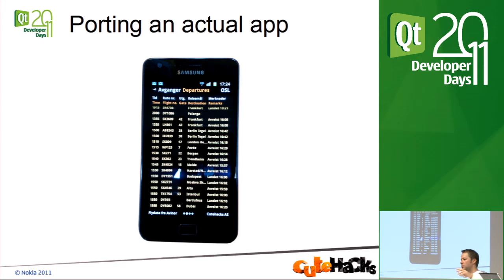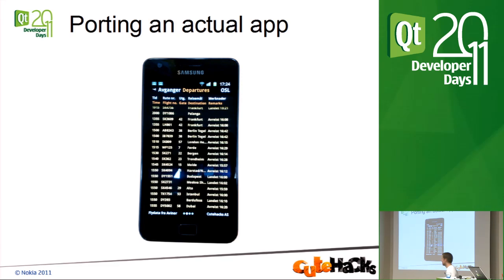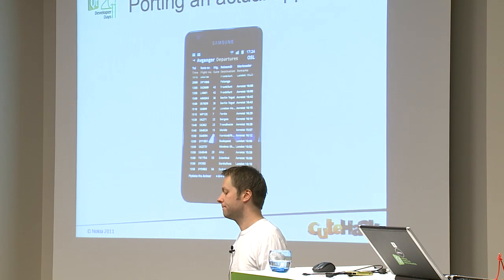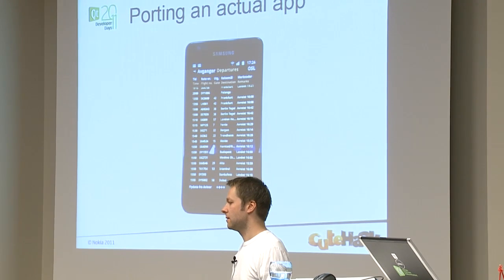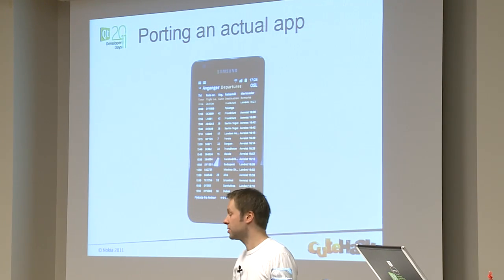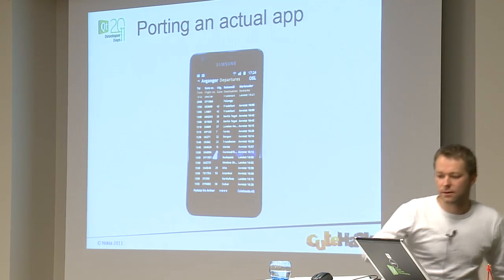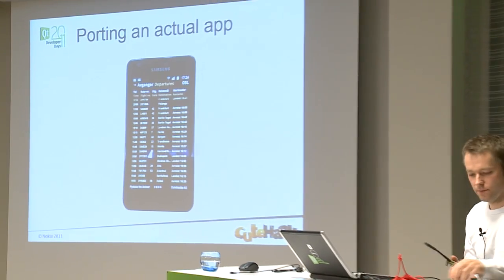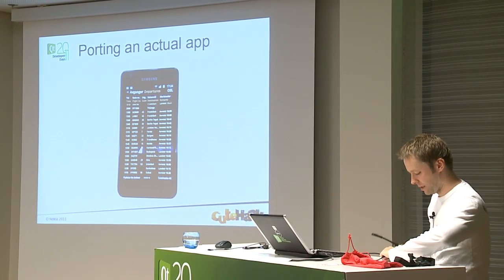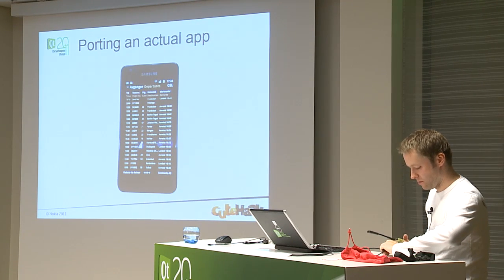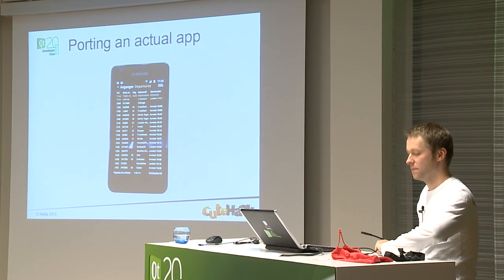Okay, so I showed you a gradient, whoopie-doo. I mean, that's fine, but how do you port an actual app, get it running, and publish it in the Android market? Here's an app, and I can show that. It's pretty simple, but it's an actual app that we are selling for money, which gives us a few beers.